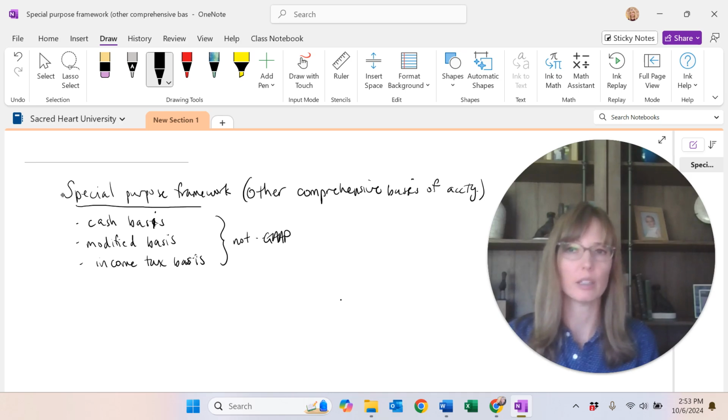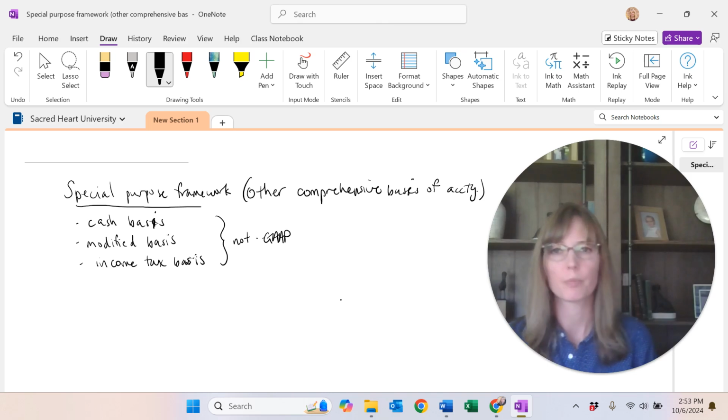They might be asked by a lender, specifically a bank, to take their cash basis financial statements and then put them into accrual basis accounting or financial statements that follow GAAP. And that's what we're going to be looking at in this video. How do you take cash basis financial statements and convert them into accrual basis financial statements?